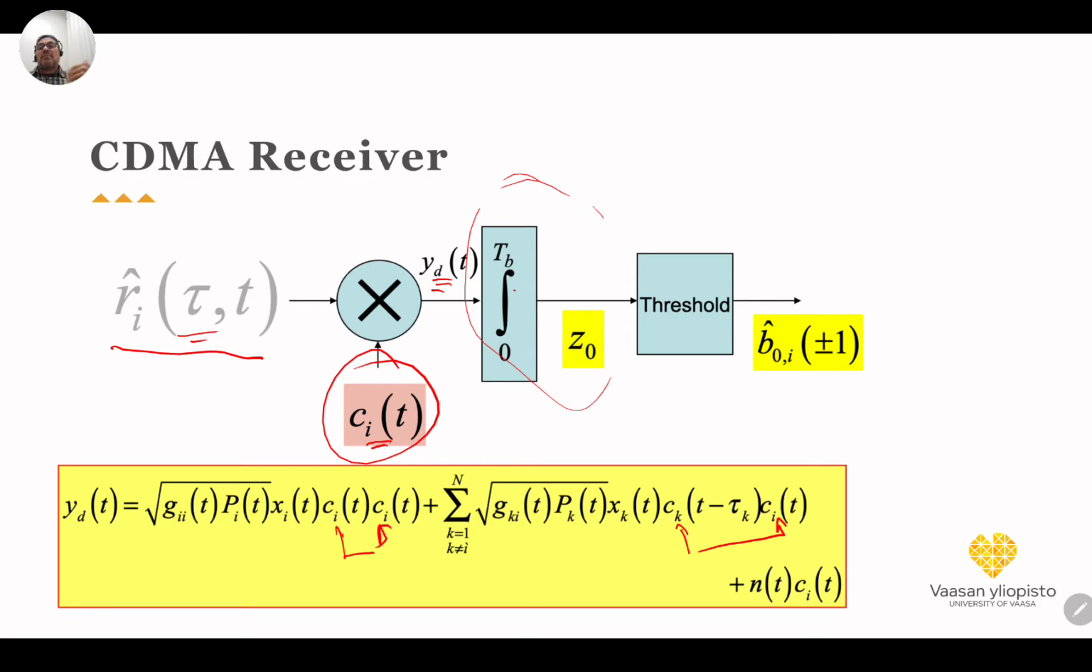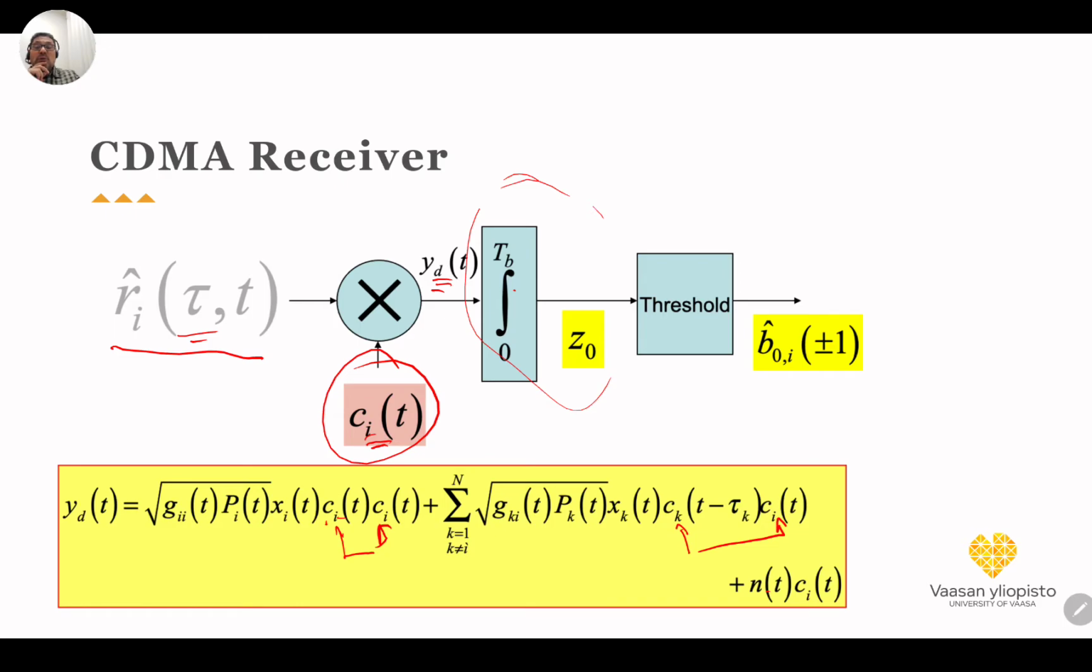We put here another assumption, that we have delay tracking. So Ci has the same delay as the transmitting Ci. This could be done with a delay locked loop. Finally, because we multiply everything by Ci, we also multiply the noise by Ci, but this will not affect the noise; it will be the same additive white noise.